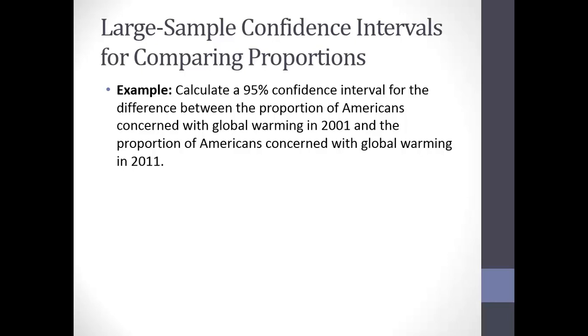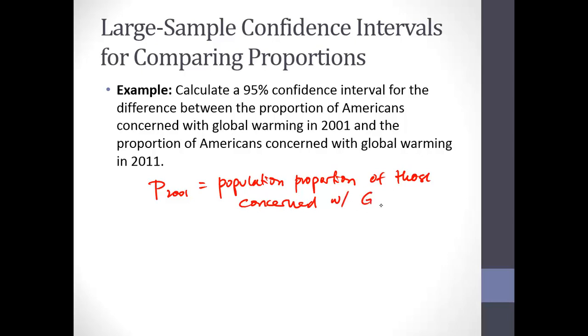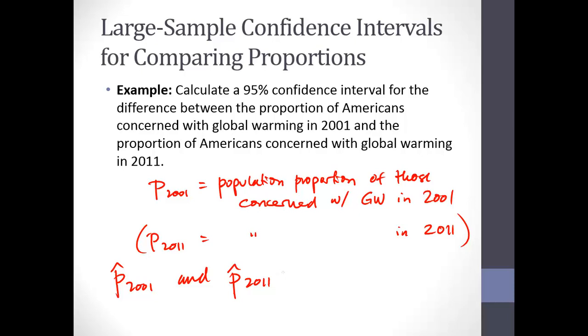So let me set up my notation here. Like I did before, P 2001 equals the population proportion of those concerned with global warming in 2001. P 2011 is the same thing in 2011. Then we'll have our p hat 2001 and p hat 2011, which are the sample proportions for each of those groups.